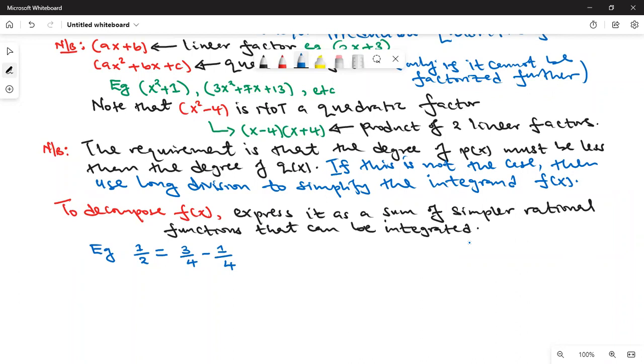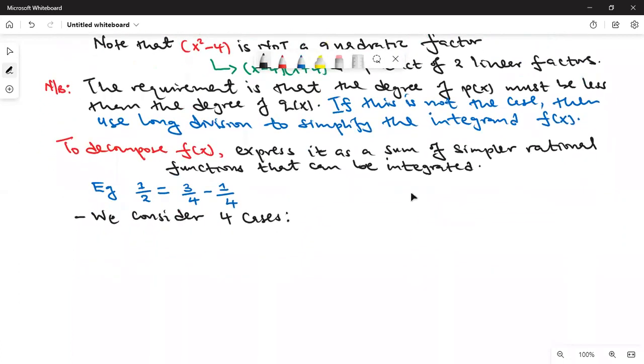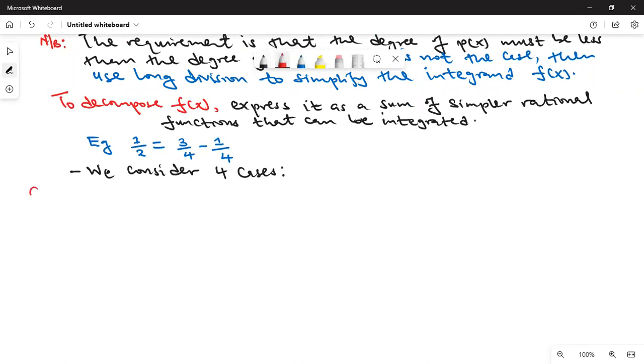So there are 4 cases that we are going to consider. And the first case is, I'm going to write it. I can write case 1. Case 1. That is when q of x, remember q of x is the denominator, consists of non-repeated linear factors.